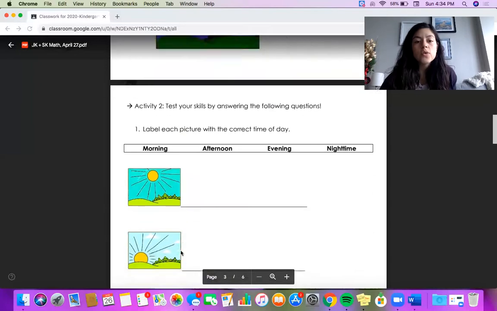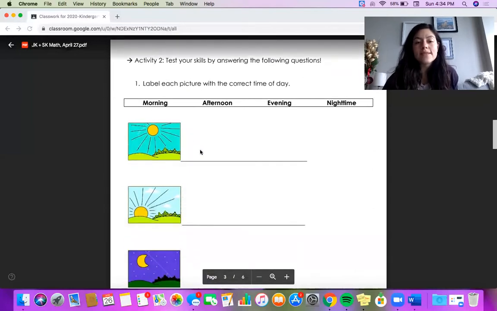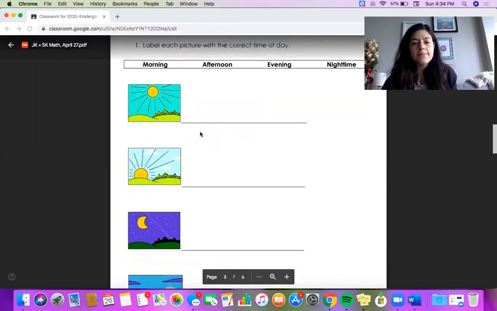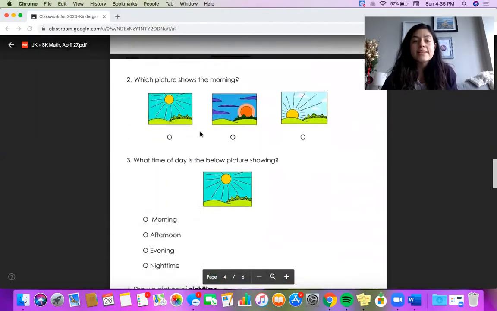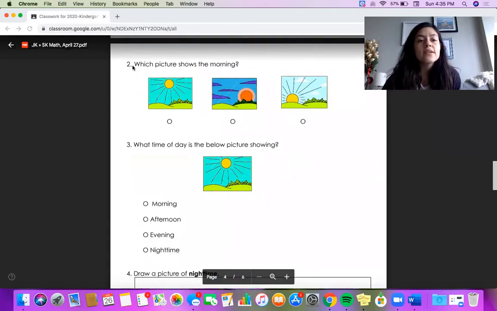Okay? So JKs, you can either write this out with a pencil, or you could cut these out and glue them onto the right lines. And SK, same for you. You could write them, or you can cut and paste. Next activity for SKs, number 2, which picture shows the morning? Darken the circle under the picture that shows morning time.